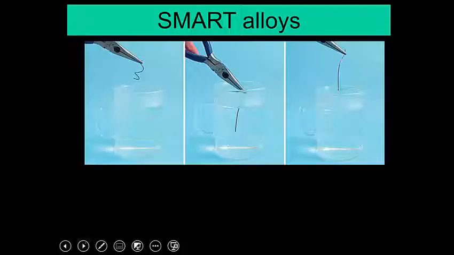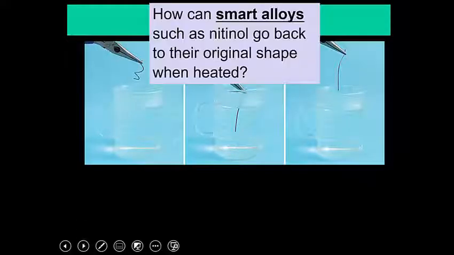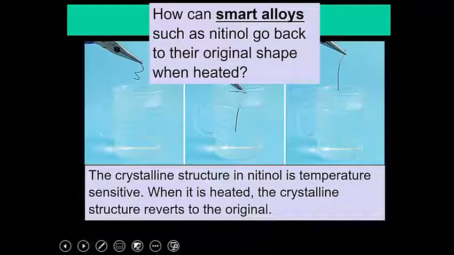Okay, so how does it work? Why do smart alloys do this? How do they go back to their original shape while heated? Well, what's happening is the crystalline structure is temperature sensitive, so the crystals revert to their original structure.